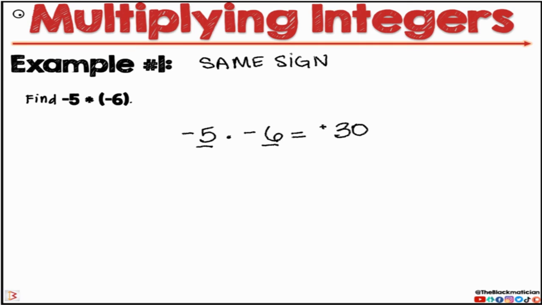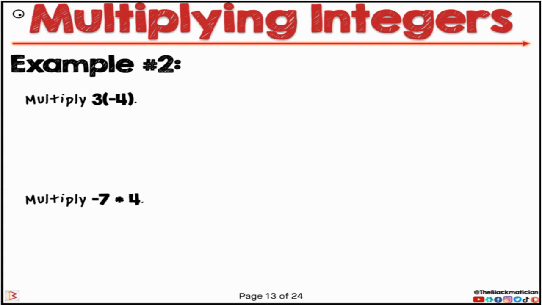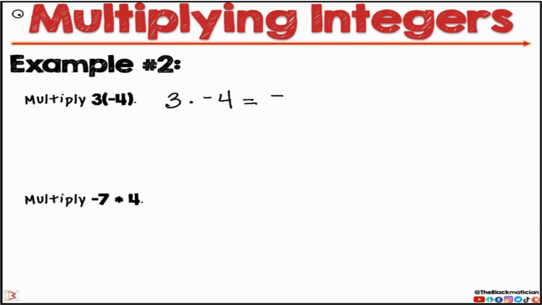Let's do another example. Example number 2. Multiply 3 times negative 4. We have 3 times negative 4, where we have one positive and one negative. So I know my answer is going to be negative. And then we have 3 times 4, which is going to be 12. So 3 times negative 4 is going to equal negative 12.